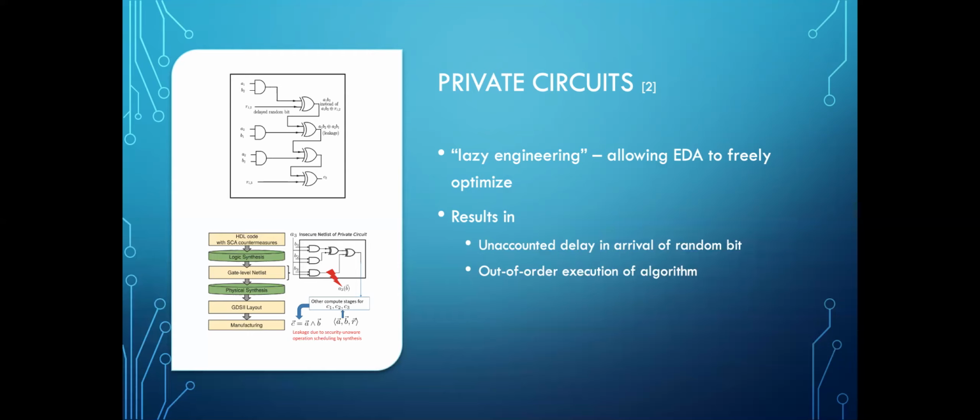So one of the ways this could happen is that the EDA doesn't appropriately account for delays, particularly delays of random bit arrivals. As you see in the top figure, the random bit R12 takes a little bit of time to arrive to the XOR. This is problematic because if it doesn't arrive, this could reveal some sensitive information regarding the key, and attackers can reveal this information using SCAs.